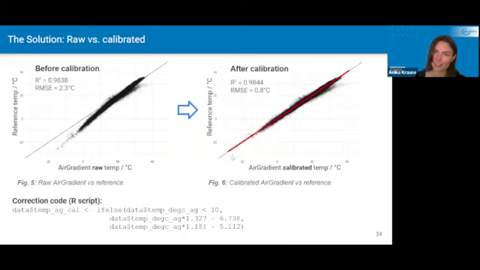If we now apply these extracted calibration parameters to our raw data set, we get a calibrated data set. And as you can see, this looks much nicer now. The points are much closer to the one-to-one line. Even the R² value has risen a little bit. And most importantly, the average error went down from 2.3 degrees to below 1 degree.